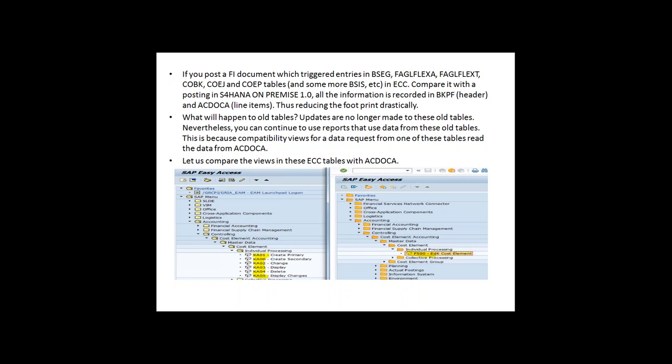When we are running any reconciliation statement, it will catch the information from the existing tables and also from ACDOCA for the new data, and it will update the reconciliation statement. That is what has happened. What will happen to the old tables? Updates are no longer made to these old tables. You can continue to use the reports that use the data from these old tables. This is because a compatibility view for data requests from one of these tables reads the data from ACDOCA.